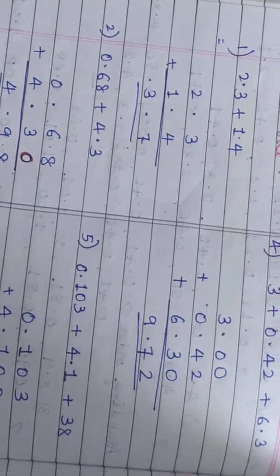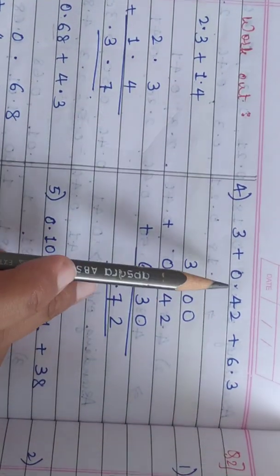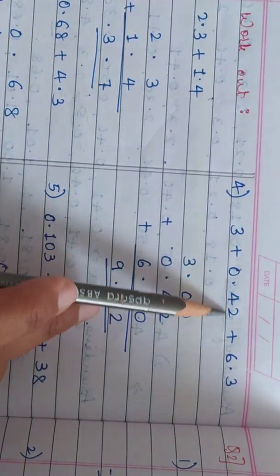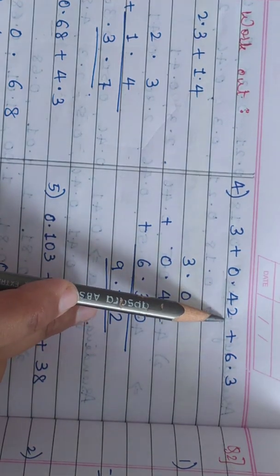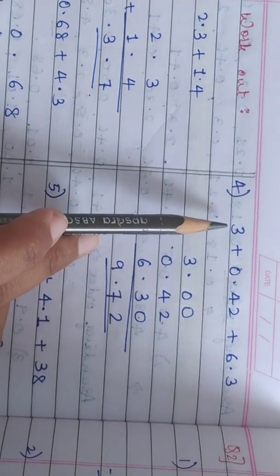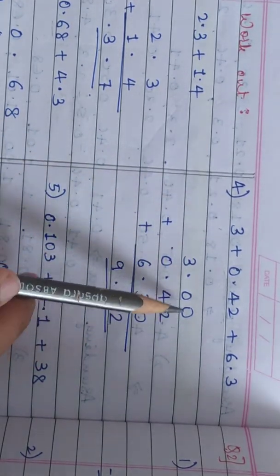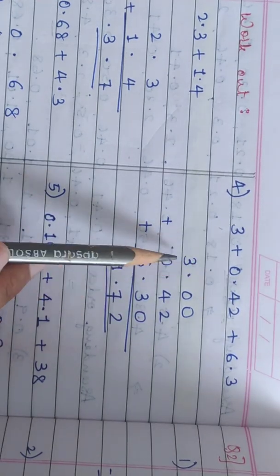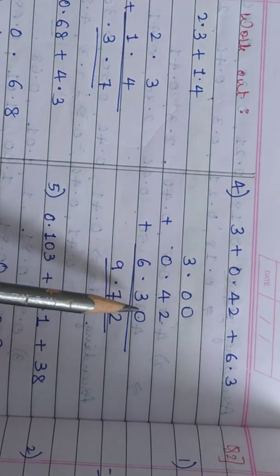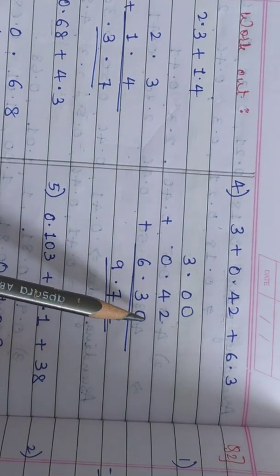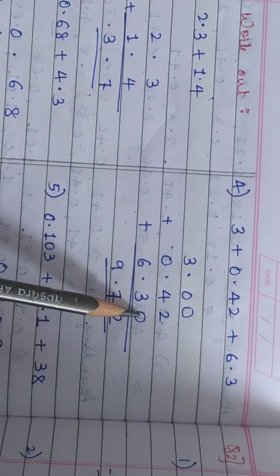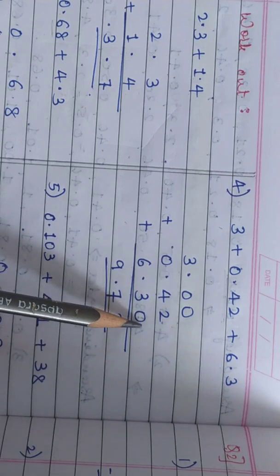Now the fourth one is again similar to the third one. It is 3 plus 0.42 plus 6.3. Now here if we check for the second number, there are 2 digits after the decimal point. So for each number we will need 2 digits after the decimal point. So this 3 can be written as 3.00 as we need 2 digits. The next one we write 0.42 and the third one is 6.3, and here there is no number, so we have put a 0. If we need more numbers, we can add zeros after the decimal point. We can add how many ever zeros we want after the decimal point.